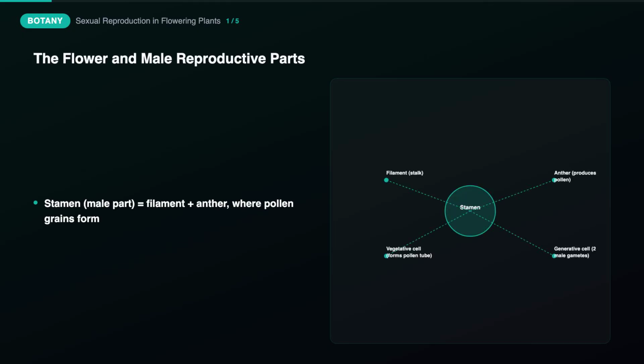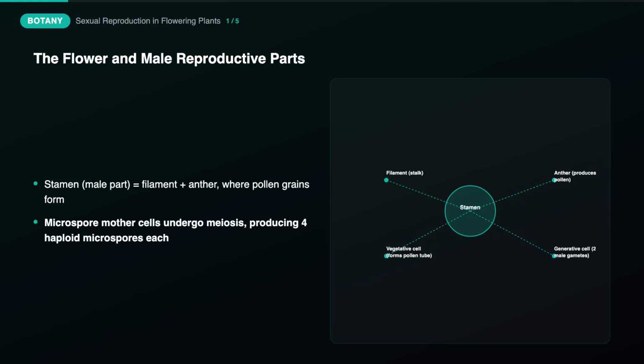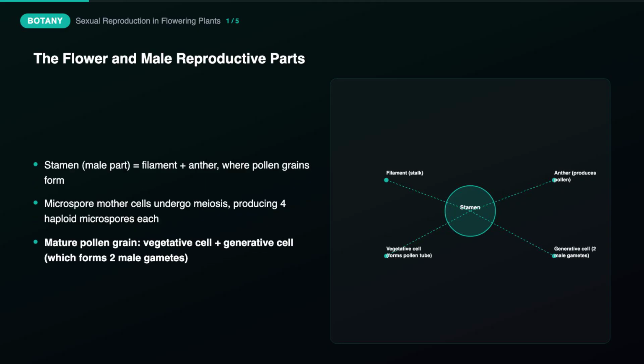The male reproductive part is the stamen, made up of a filament supporting an anther, where pollen grains are produced. Inside the anther, specialized cells called microspore mother cells undergo meiosis to produce 4 haploid microspores, each of which develops into a pollen grain. A mature pollen grain typically contains 2 cells, a large vegetative cell, which will later form the pollen tube, and a smaller generative cell, which divides to produce 2 non-motile male gametes, meaning sperm cells without any means of independent movement, since plant sperm can't swim to the egg on their own, unlike in many animals.